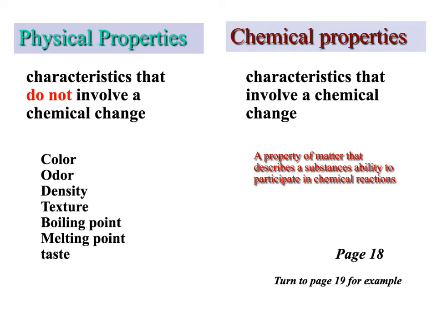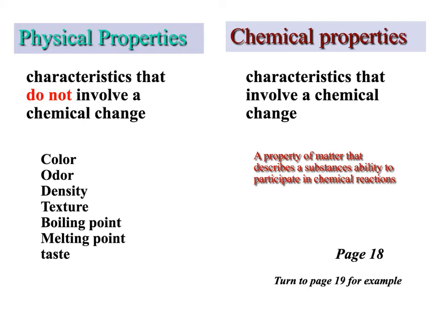Examples of physical properties, you're already familiar with many of them. Color is the most common. We identify most things based on the color. You would know the difference between a lemon or a lime based on the color of the peel there. You would know the difference between an apple and a banana by that color, and of course the shape of the fruit as well. Odor, the way something smells, is a physical property.